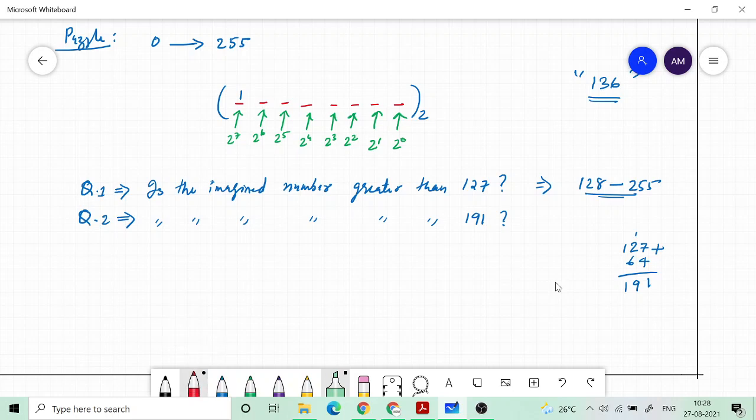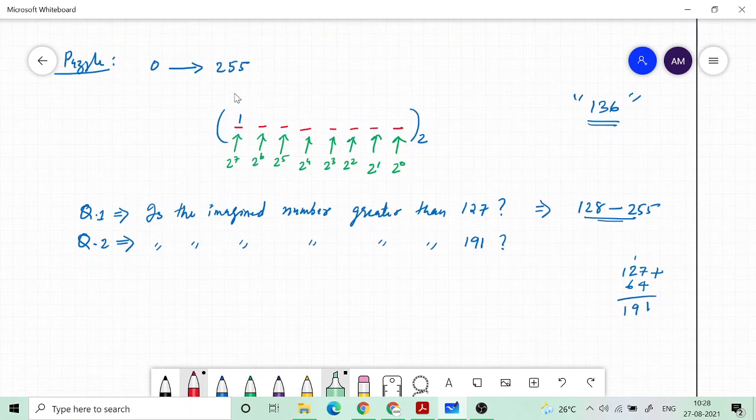What is the answer? Yes. Is it greater than 191? No, sir. Oh, so you're taking 136 or 255? No, 255 is the range. Okay, 0 to 255 is the range.